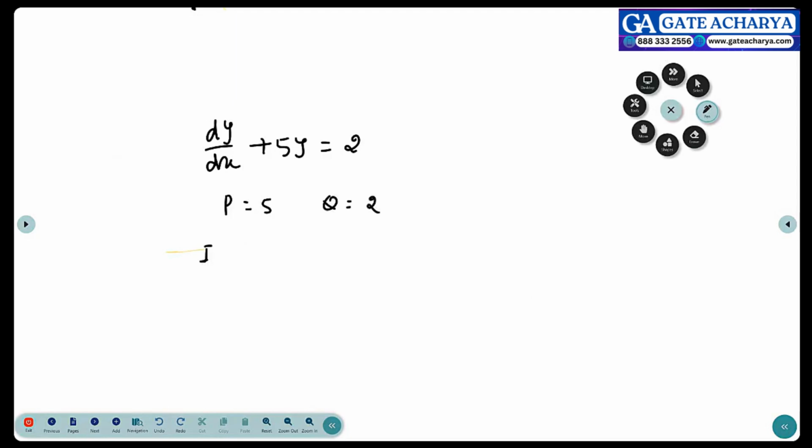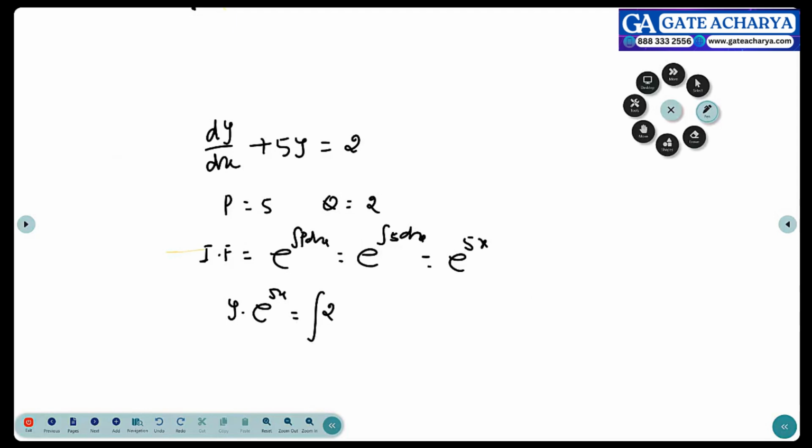So what is the integrating factor? It is e power integral P dx, that is e power integral of 5 dx, which is e power 5x, since integral dx is x. And the solution is y into the integrating factor e power 5x is equal to integral of Q, which is 2, into the integrating factor, dx. Finally, we add some constant.